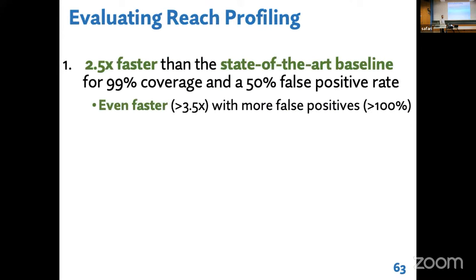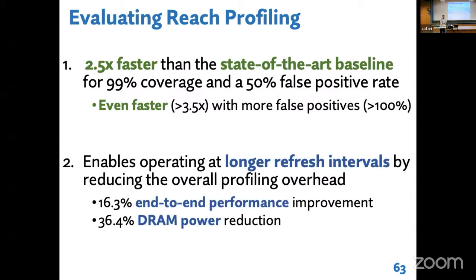Based on this key idea, they implement a profiling routine, and they show that the profiling is 2.5x faster than the state-of-the-art baseline, and it provides 99% coverage and a 50% false positive rate. And it can be faster, it can go to 3.5x if you have more false positives. By the way, this 50% false positive rate is not based on the set of DRAM cells you have. It's compared to the state of the art. So don't read it as more than 100% meaning everything is a false positive. It's the false positive rate increasing by more than 2x compared to the state of the art.